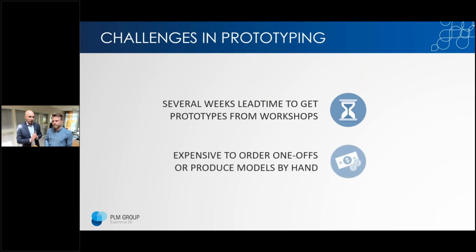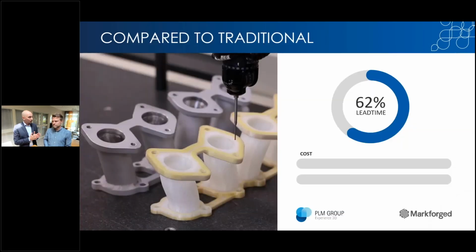The second challenge in the prototyping phase is that it's quite expensive to order one-offs. It takes machine time. And doing it by hand is even more expensive. So, digging deeper into some examples that we have. This is a part that used to be machined, drilled, welded, treated in aluminium, I believe. So lots of sub-processes.